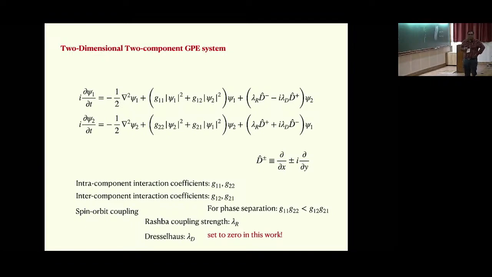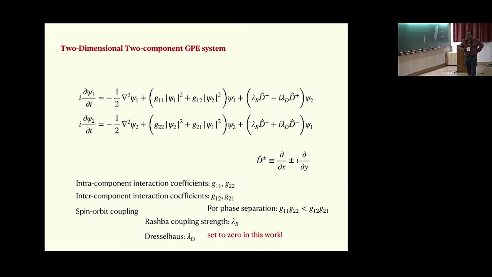If I include these two terms, then I'm describing a spin-orbit interaction. I'm not an expert here, but just for fun, I'm showing you. G11 and G22 are the intra-component interactions, which I will label as G in the rest of the slides. And the interspecies interaction I will represent by G12 and G21, which I will take to be equal for the rest of the studies.